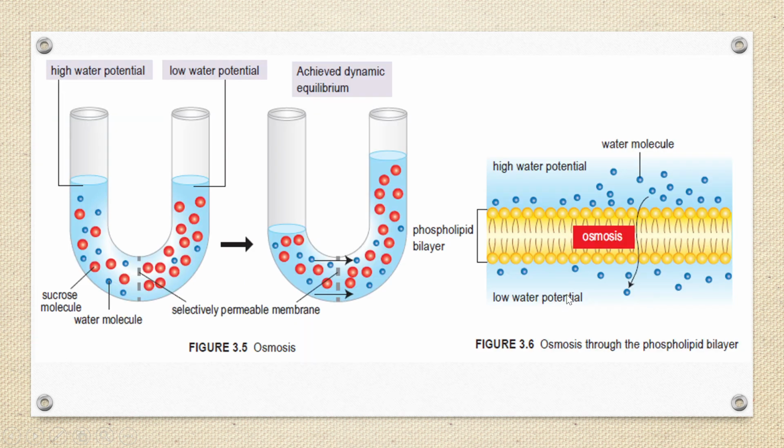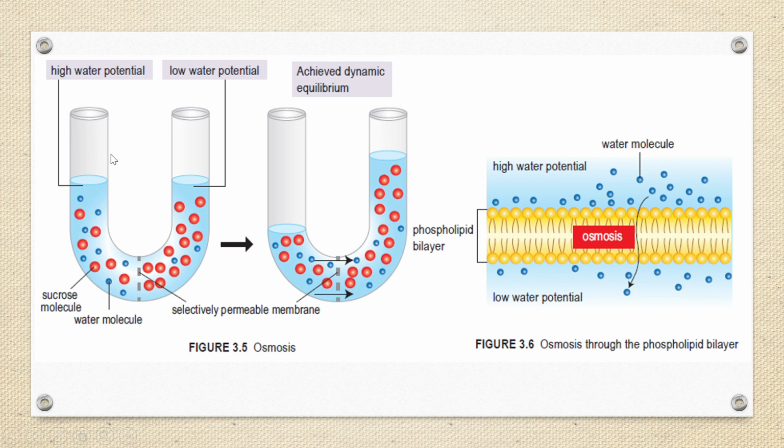Okay, simple, and that is about water. That is about osmosis. Now let's look at this picture again. This is a U tube. So again, there's always a selectively permeable membrane to separate these two regions.